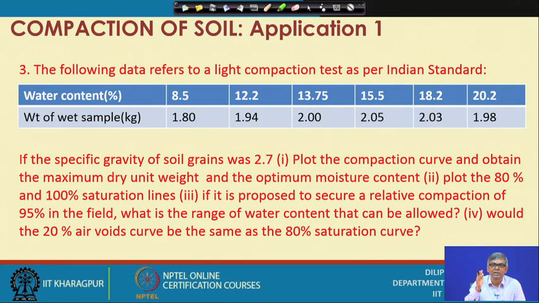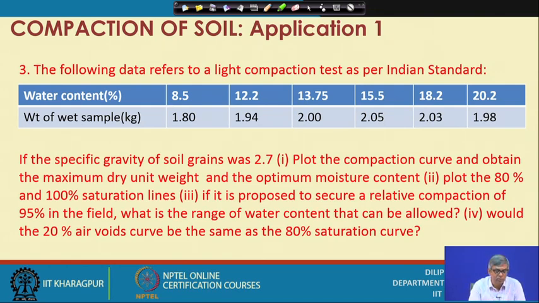We may not get the point exactly at the optimum; maybe 2-3 will be before the optimum and 2-3 after the optimum, and from there we get the trend, the curve. So, that is what is given here. 5 tests are given, with water content and corresponding weight of sample, that means for a volume of 1000 cc, 8.5% and 1.8 kgs. When it is 12.2%, it is 1.94, 13.75, it is 2, 15, like that 5.